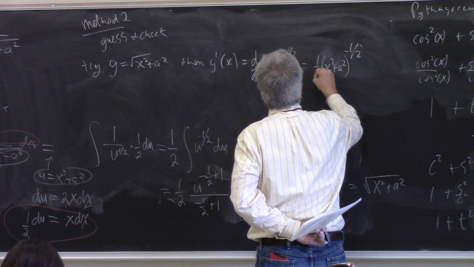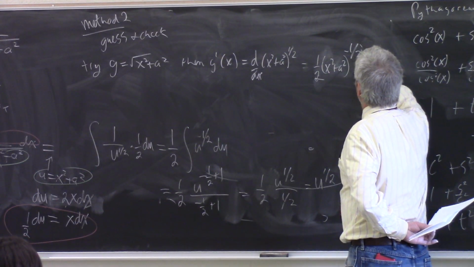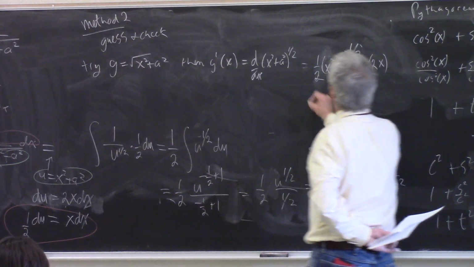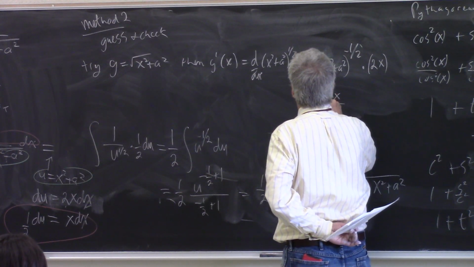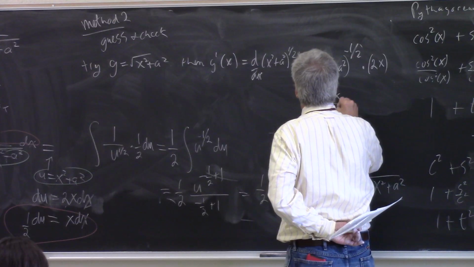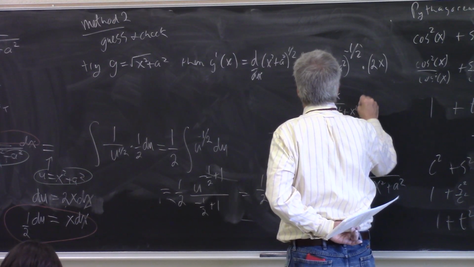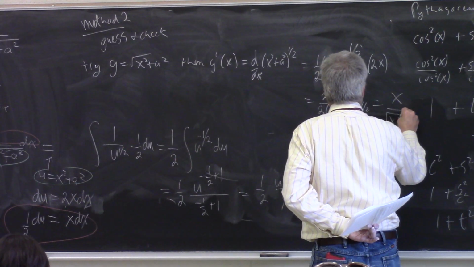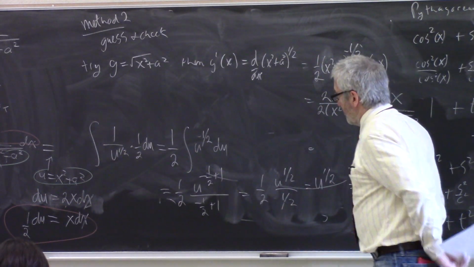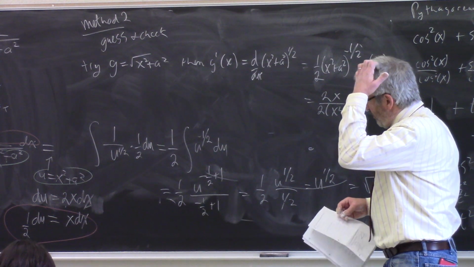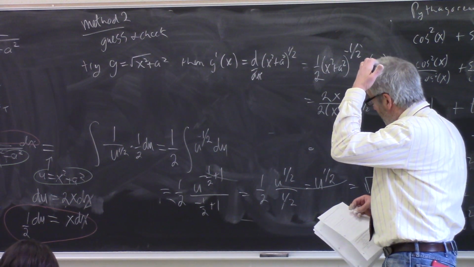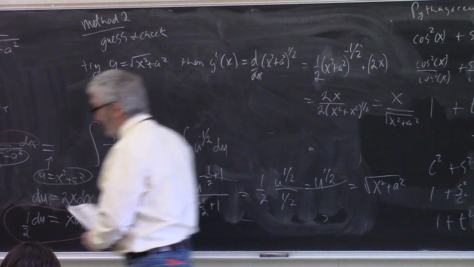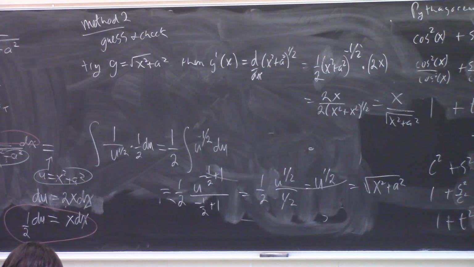So there's the derivative of the outer function. And then I have to multiply it by the inner function derivative, which is 2x. So I end up with 2x over 2 times the square root of x squared plus a squared. So in other words, x over the square root of x squared plus a squared. So it's worth doing the guess and check method whenever you can. It's easier than doing an integration by substitution.